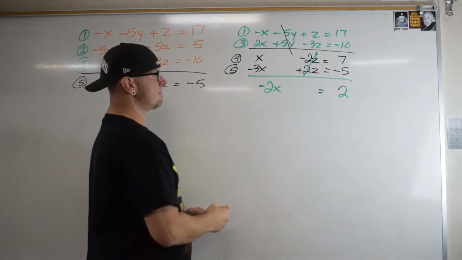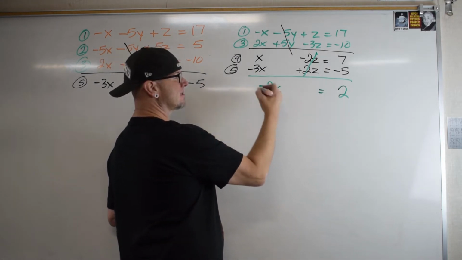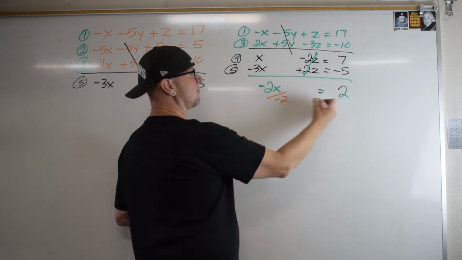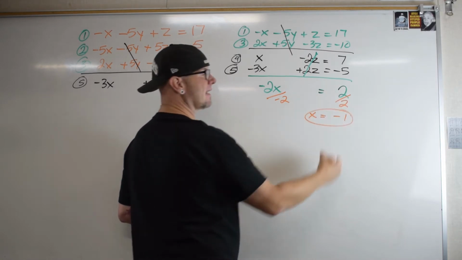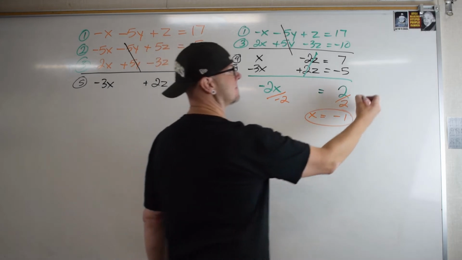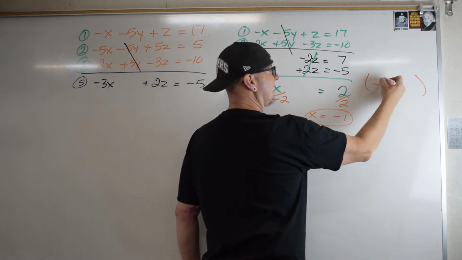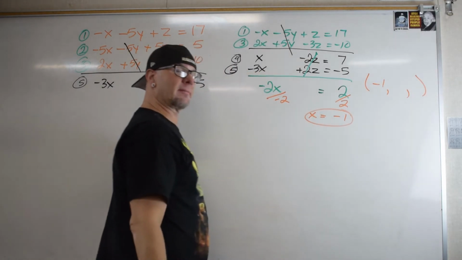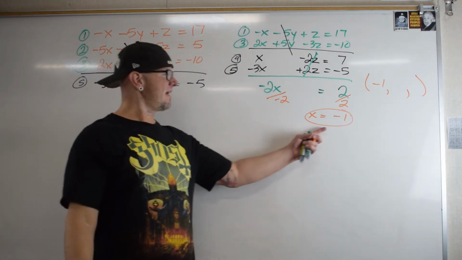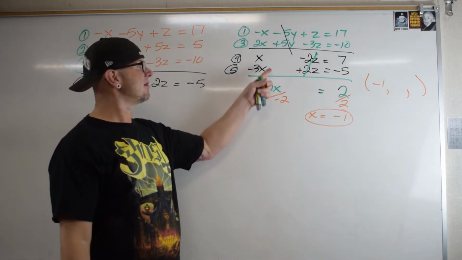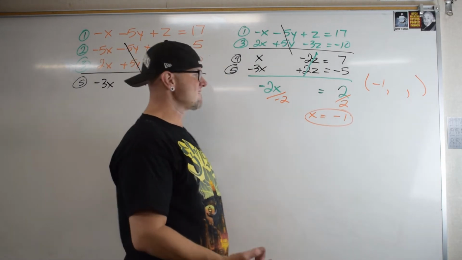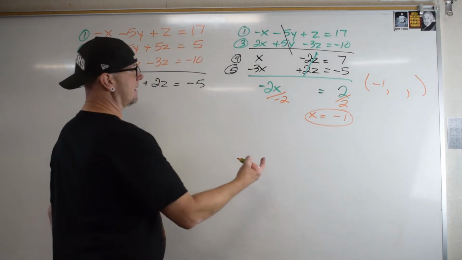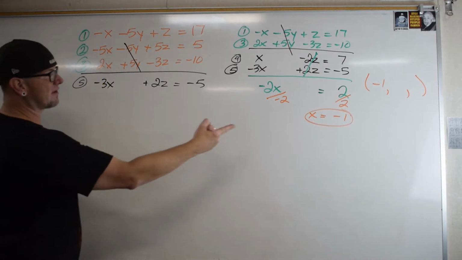And then solve. Negative 2 times x, so we'll do the opposite and divide by negative 2. And we find out that our x coordinate is negative 1. So there's x. So we have negative 1 and then something and something. Now that we have that for x, I can plug that back into equation 4 or 5 and solve for z.